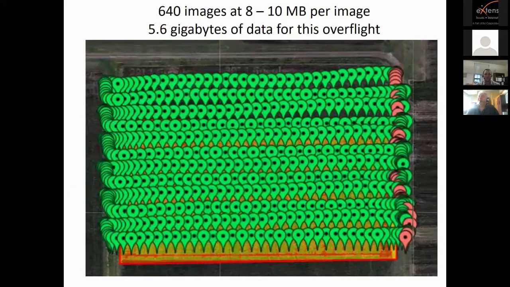All right, so this is about a 2-acre nursery at Iowa State University where we flew. This was corn breeding plots. We collected in that 2-acre area 640 images, each being between 8 and 10 megabytes in size. That total data set was 5.6 gigabytes of data, to give you an idea of the size. You're going to have to deal with really large file sizes.